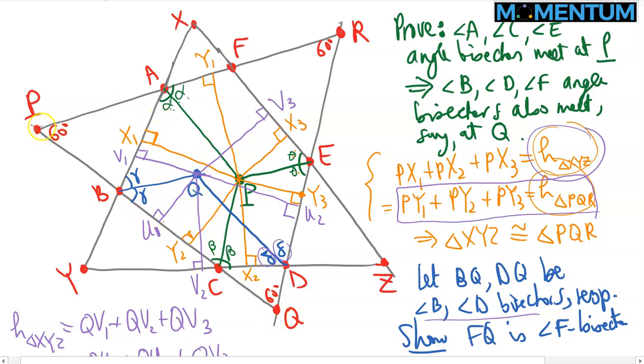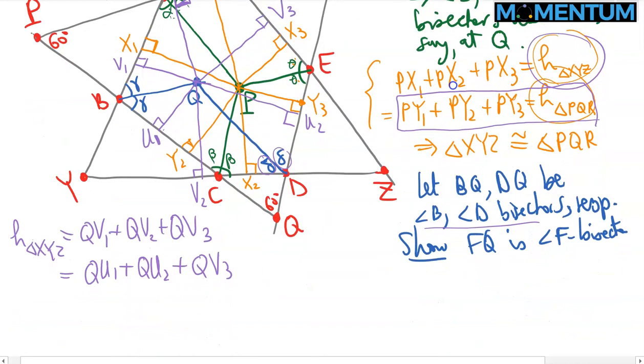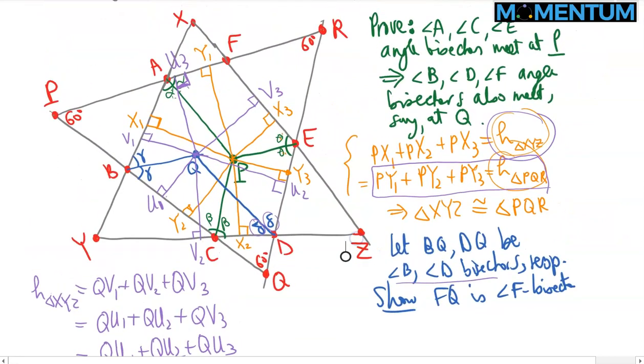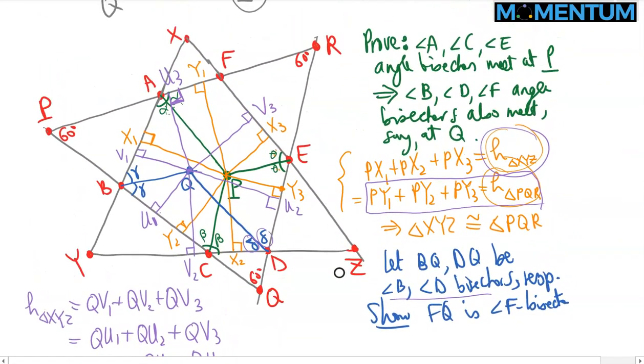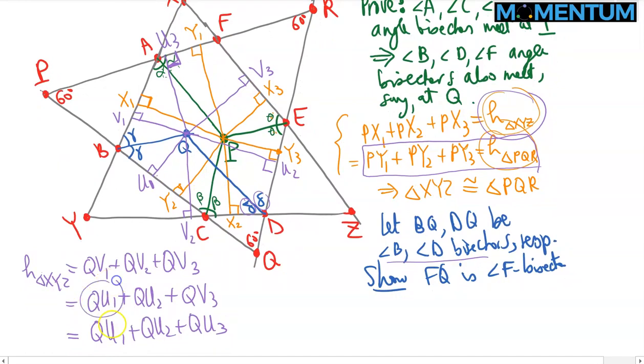I need a perpendicular to PR, which I can drop there. It will be extremely close to A, so somewhere here, let's say. Let's call this one U3. So QU3 plus QU2, right? Those are the three. So technically, this is supposed to be equal to QU1 plus QU2 plus QU3. Do you guys see that? So what we have proven here is that the first terms match, the second terms match, so the third terms should also match. So QV3 is equal to QU3.